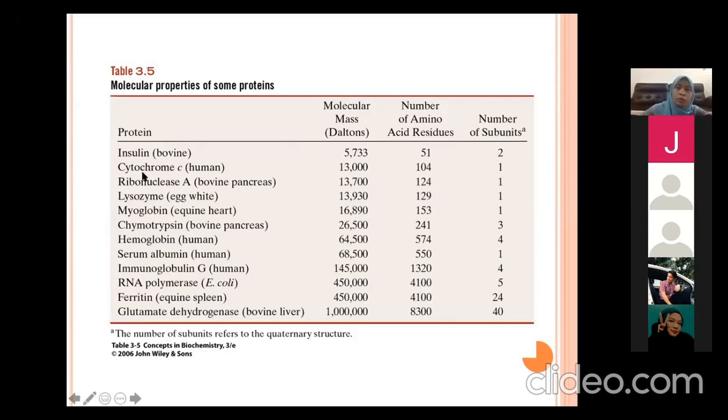Okay, for cytochrome C from human, it is bigger than insulin, but it has only 1 type of subunit. Okay, myoglobin 1, pancreas. Bovine chymotrypsin from bovine pancreas, it has 3. Okay, glutamate dehydrogenase, you see, it has 40 subunit. Okay, either it is different or not, either it is monomeric or hetero or homo. We can see in detail for this one.